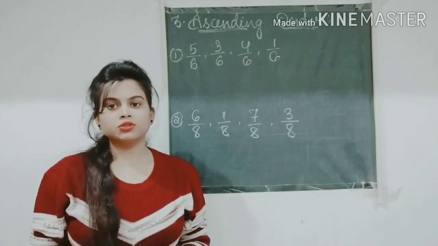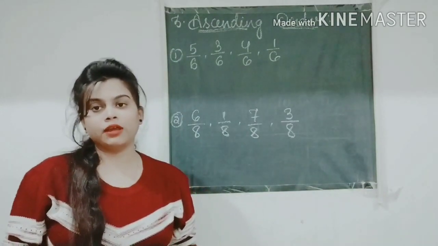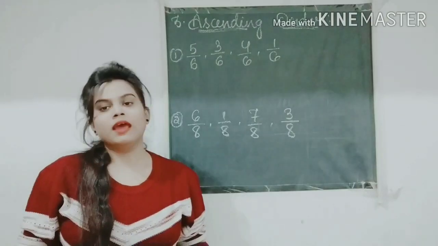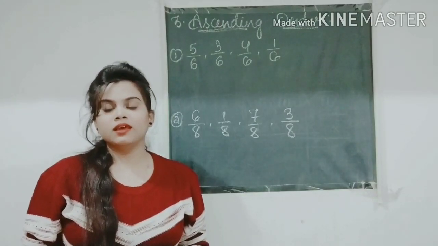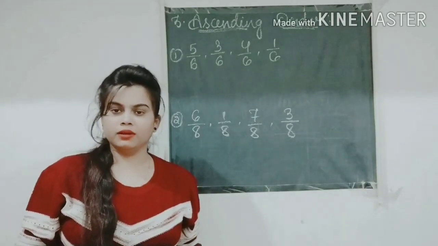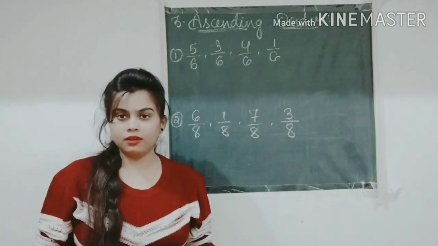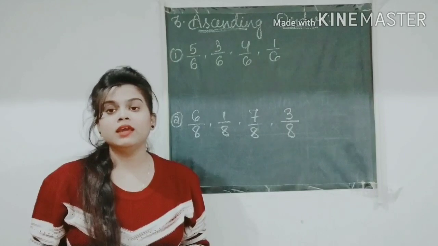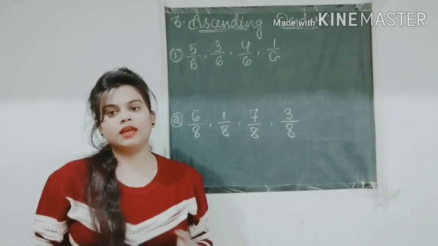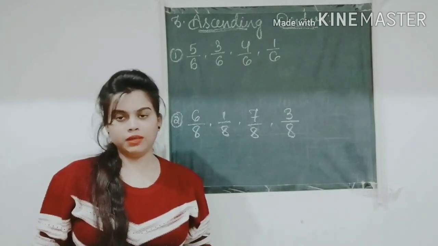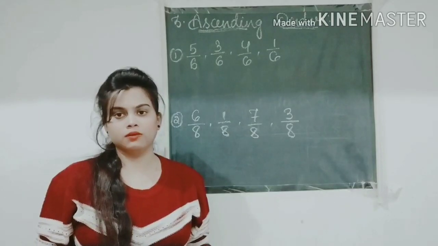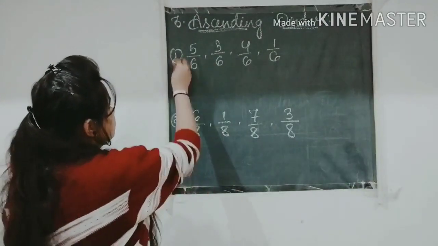Now your next question, question number 3 is arrange the fractions in the ascending order. As you know, ascending order means smaller number to bigger number. Here we have to arrange these fractions in the ascending order. That means first we will write the smaller fraction and then we will go on till the biggest or greater fraction. Okay. So see here question number 1.